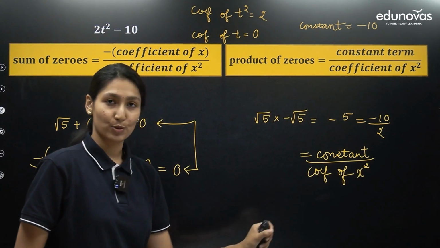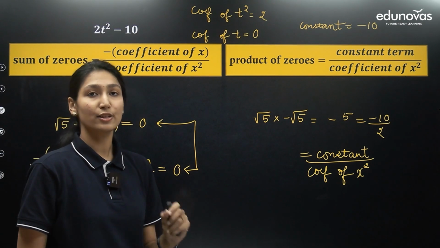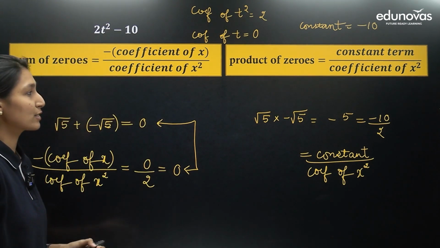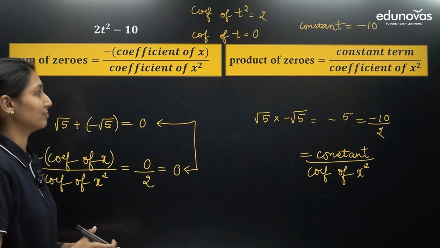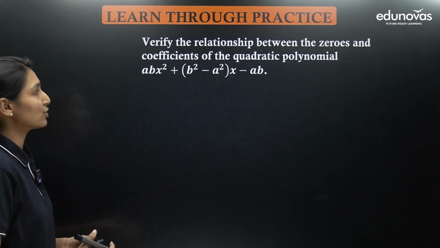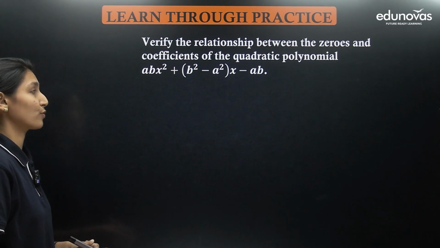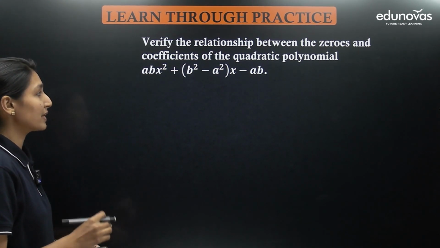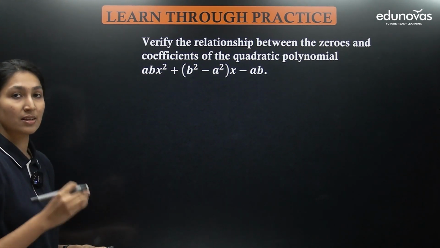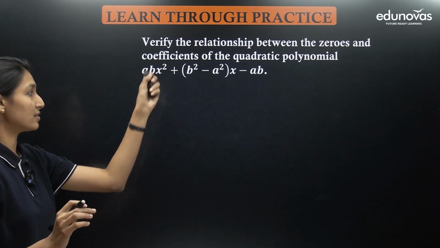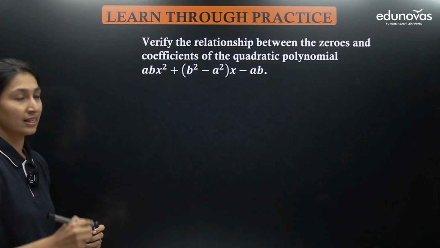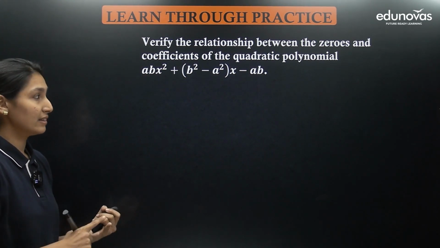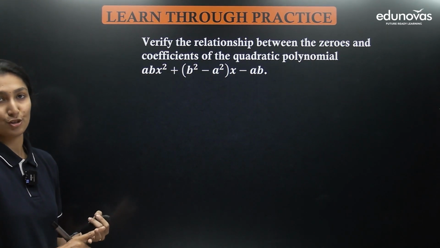Coefficient of x square. Therefore, the second relation is verified. Now, let's look at one more problem. Verify the relationship between the zeros and the coefficients of the quadratic polynomial abx square plus (b square minus a square) x minus ab. This is the given polynomial. Here we have to find the zeros of the polynomial and then verify the relationship.